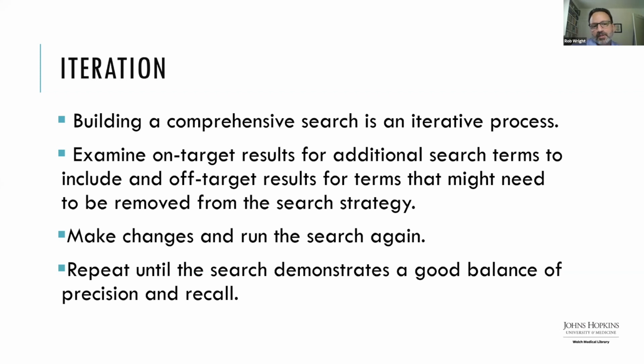And so in iteration, you basically do that at each version. You make changes, you run the search again, and you repeat until the search demonstrates a good balance of precision and recall, and uses those measures that we talked about of assessing search quality. You can say, okay, I'm getting a certain proportion on target that I'm happy with. And also I'm finding all my gold standard articles. That would be a good place to say, I think I've done enough and I think I can stop.